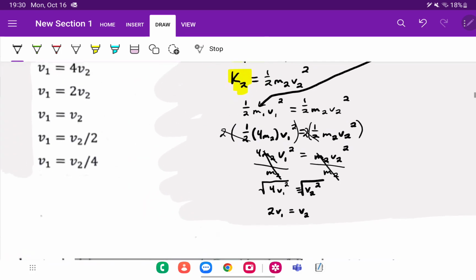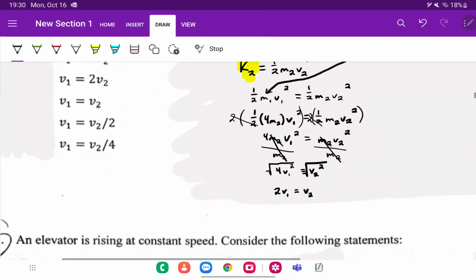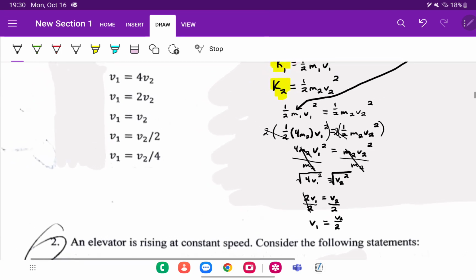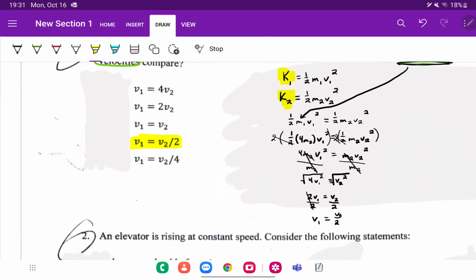So 2v1 equals v2. If I'm looking at my answer choices, there's not one that has it in that form, so I'm just going to rearrange this. We can divide both sides by 2, and I'm left with v1 equals v2 over 2. If we look at our answer choices, it looks like we got this one right here. So D is the answer for that one.